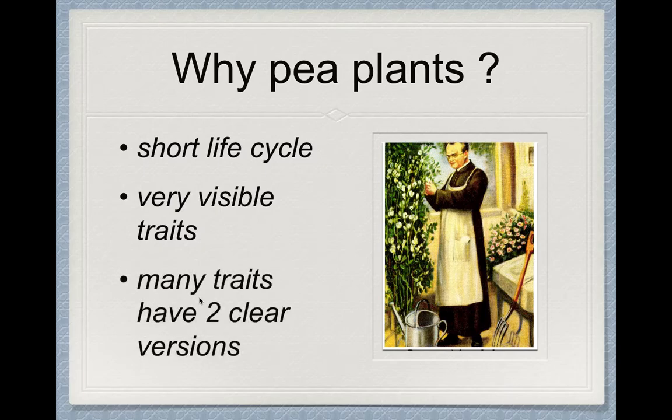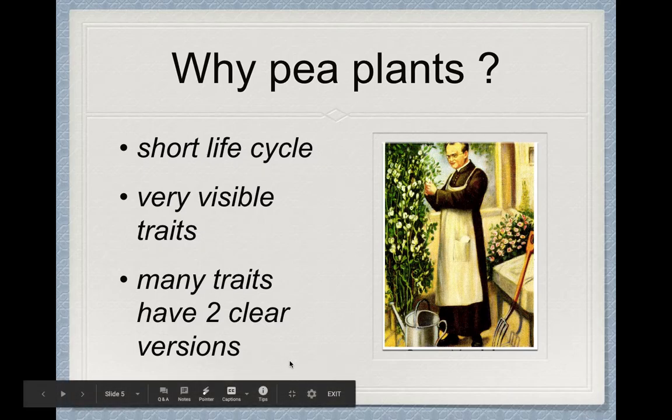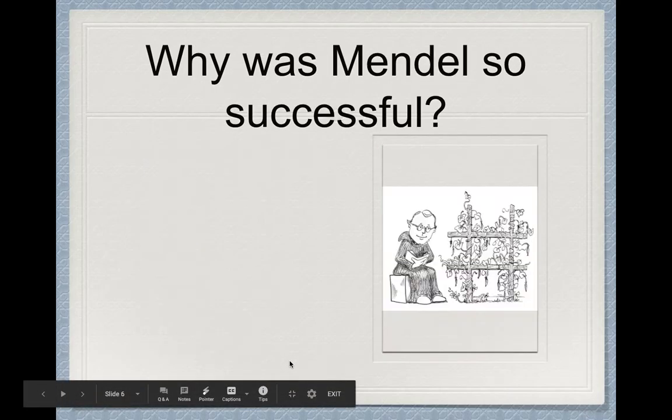And then finally, for many of the traits that pea plants have, there are only 2 versions. So it's not like the flowers can be purple, white, yellow, pink, and red. The flowers are only purple or white. The size is only tall or short. The seeds are either green or yellow. So having just 2 options made it easier for him to track the traits through the different generations.